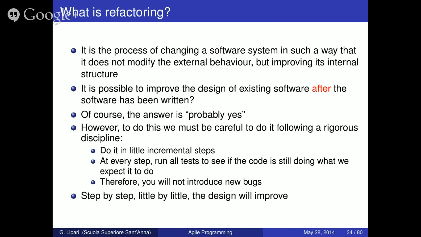And these tests should be unit tests and also maybe integration tests. Then you start changing everything in little incremental steps. So you are changing the internal structure and the internal implementation. And at every step, you need to run all tests to see if the code is still doing what we expect it to do. In this way, you make sure that by changing the internal structure, the probability of introducing new bugs is smaller because of the test.